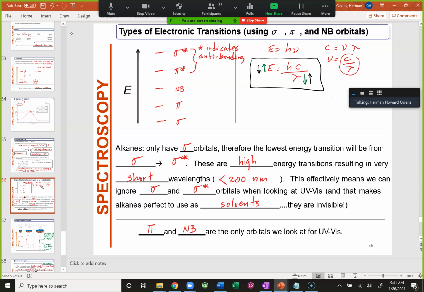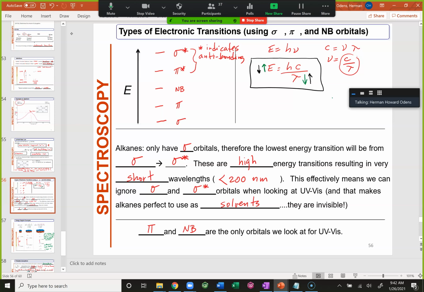So alkanes only have sigma orbitals because they only have sigma bonds. Therefore, the lowest energy transition that they will form will be sigma to sigma star. These transitions are very high in energy, resulting in very short wavelengths, less than 200 nanometers. That means that in the UV spectrum, you will not see these transitions.